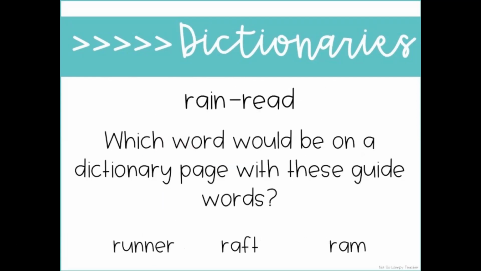Rain and read. Which word would be on the dictionary page with these guide words? Well, we know that it needs to be something that has an RA and comes between an RA and an RE. Does runner come between RA and RE? No, it does not, because RU, U comes way after A and E. So raft and ram are the only two options that it could be.